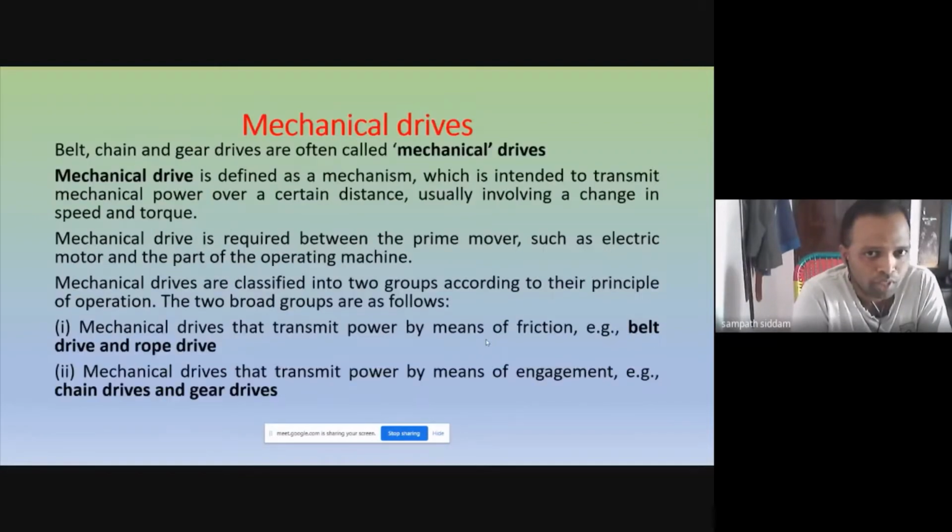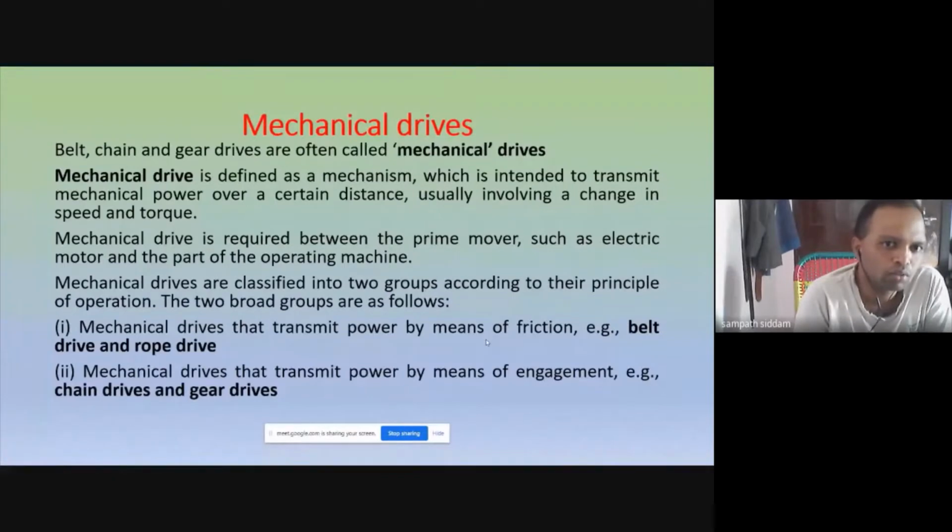As I told you earlier, your topic consists of 3 subtopics. This whole unit we generally subdivide, or name, as mechanical drives. Mechanical drives consist of 3 topics that we'll learn individually, one after the other. So let's start with what a mechanical drive is. Belt, chain, and gear drives are often called mechanical drives.